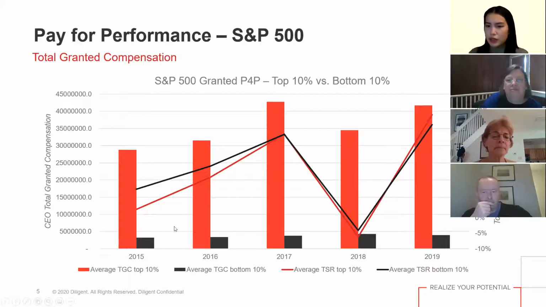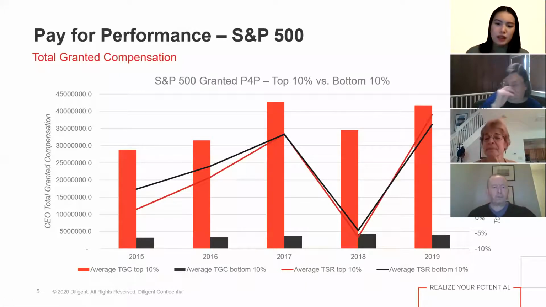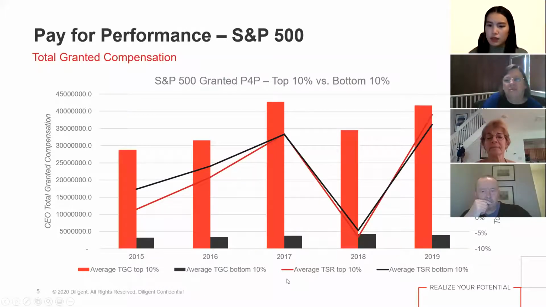And the red line shows the average TSR of the top 10%, and the black line shows the TSR of the bottom 10%. And we found that there's a rather big discrepancy between the average pay of the top 10% versus the bottom 10%, especially in 2017. The top 10% CEOs got paid on average 11 times higher than the bottom 10%.